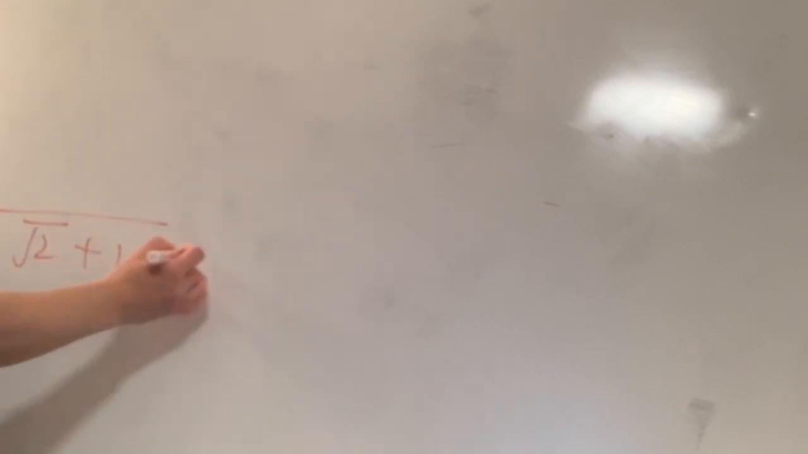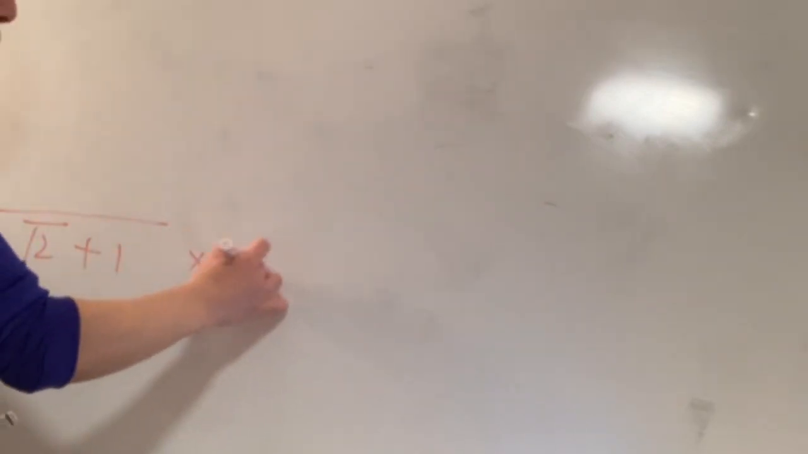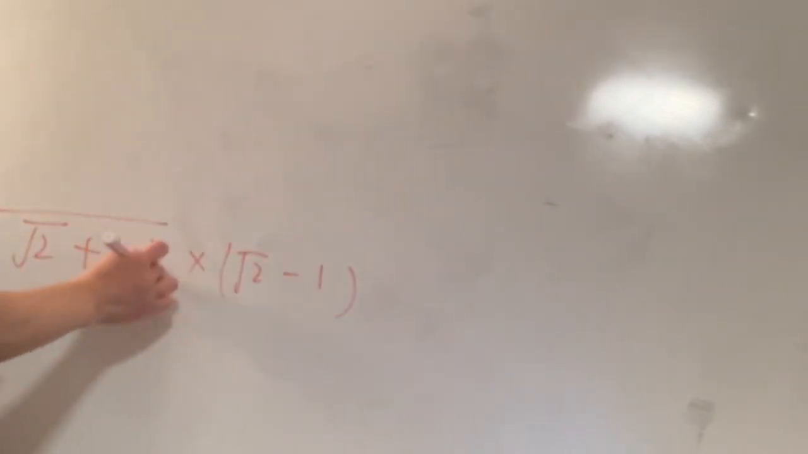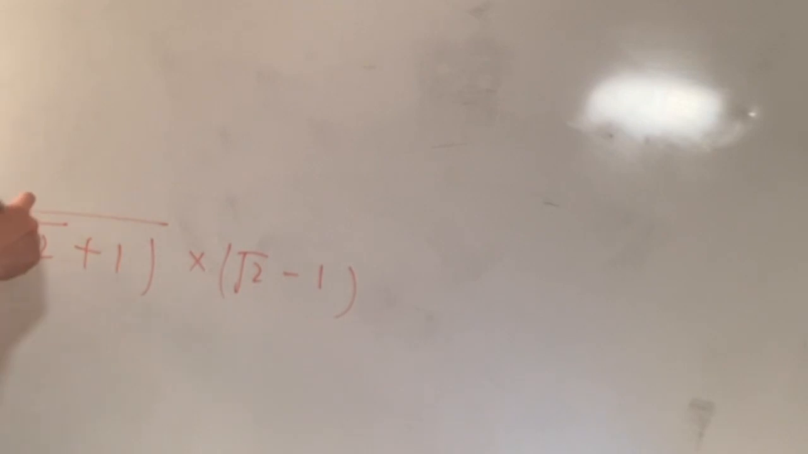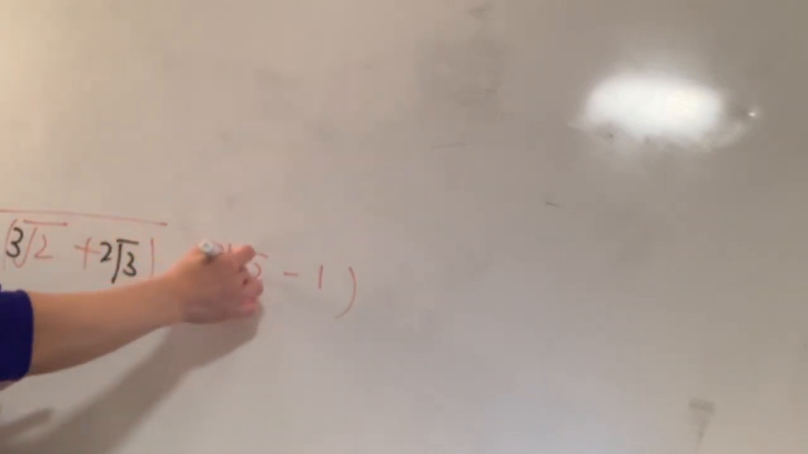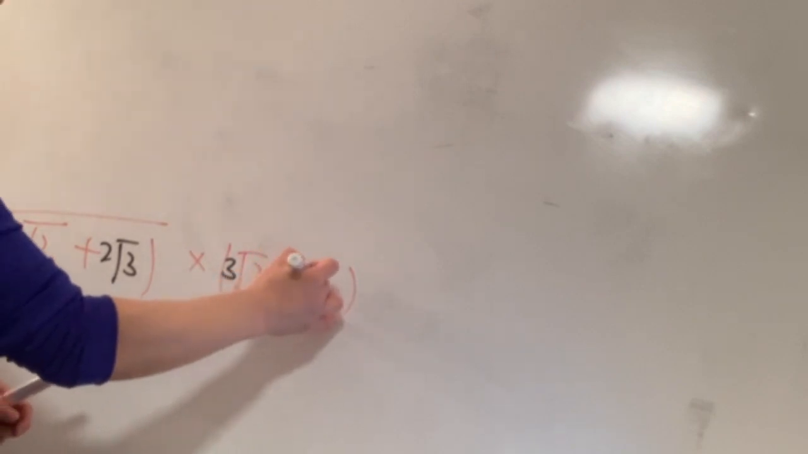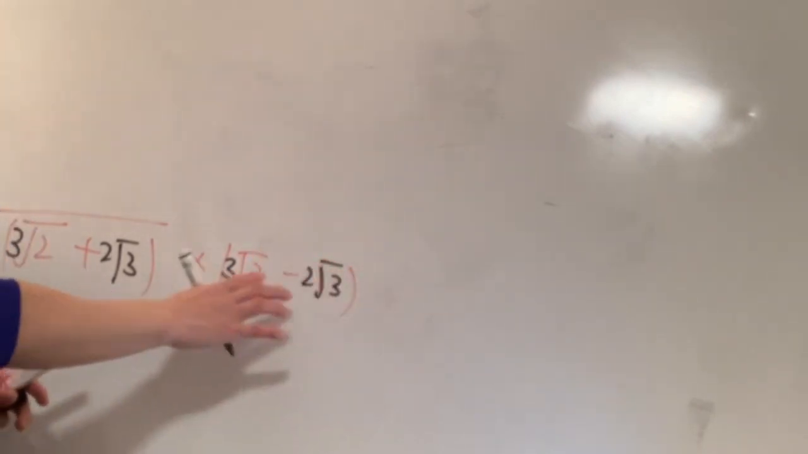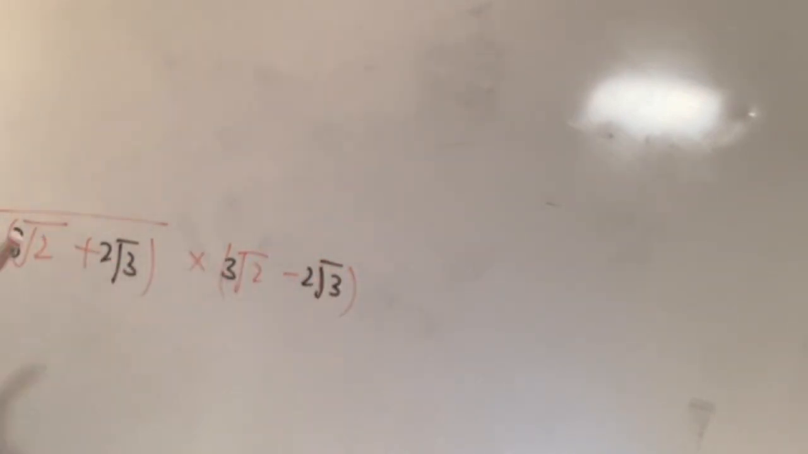When there's two terms in the denominator, how do I rationalize it? You times it by the conjugate. If the denominator is root 2 plus 1, you times it by root 2 minus 1, so it becomes the difference of 2 squares. But what if it's 3 root 2 plus 2 root 3? Okay, 3 root 2 plus 2 root 3, you times it by 3 root 2 minus 2 root 3. The number doesn't change, you only change the sign.